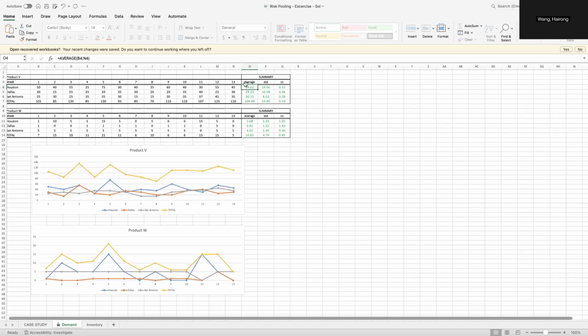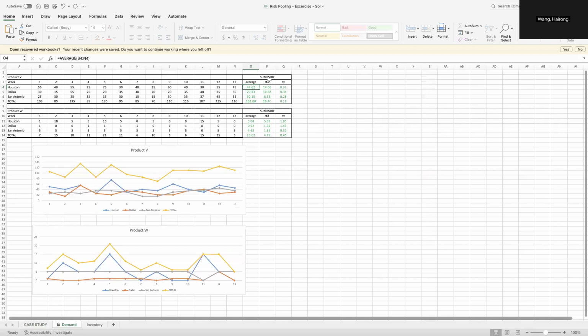For the demand, we need to calculate the summary for both product V and product W. For each product, we need to calculate the average demand, the standard deviation of the demand, and then the coefficient of variability. All right. I believe all of you already know how to calculate these three, so I will just briefly go through this part. For the average, we need to calculate the average for each location among all the 13 weeks.